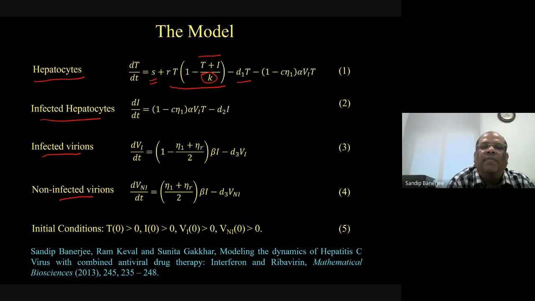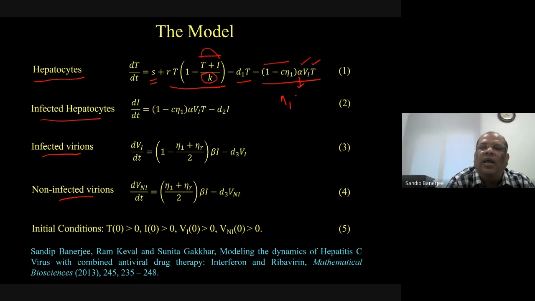But this carrying capacity does not distinguish between the healthy one and the unhealthy one. So overall, the carrying capacity is K for the whole liver cell population, whether infected or uninfected. That's why these two variables have been taken. This is the important part. What it says is that when the virus V_I comes in contact with the healthy liver cell, it infects at a rate alpha.